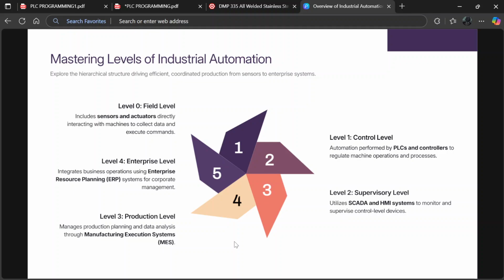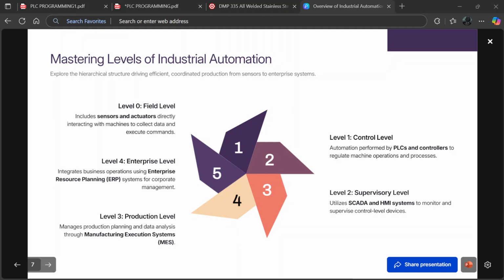Level number 1 is control level. You have your PLCs and DCS. Level number 2 is supervisory level. You have your SCADA systems and HMI. Level number 3 is production level or manufacturing level, where you have your manufacturing execution systems, MES. Level number 4 is enterprise level or business level, where you have ERP systems such as SAP and Odoo. Now, that's aside.